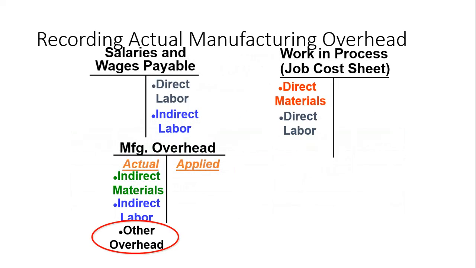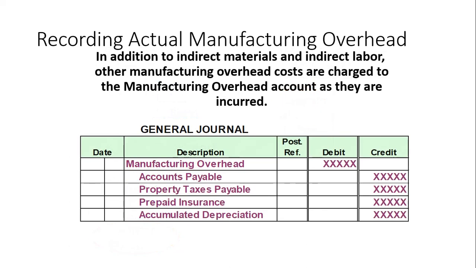And the third one, we have the other overhead. So for other overhead, for example, we have utilities in the factory, depreciation of the machine, and rental of the factory. Those are other overhead under manufacturing overhead. Okay, so how to record all these transactions? We include them under the debit side of manufacturing overhead. And for the utilities, for example, let's say the utilities are 500 ringgit in the factory. So debit manufacturing overhead 500 ringgit and credit accounts payable.